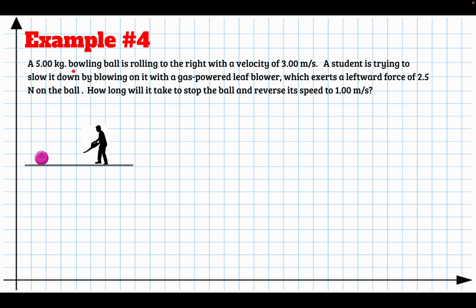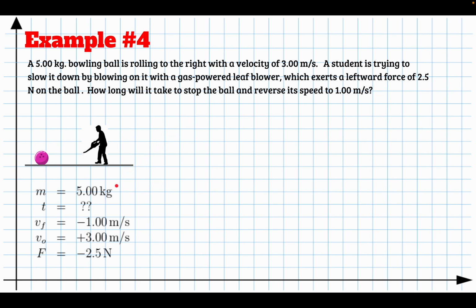Okay, so it's a 5 kilogram bowling ball. It's rolling to the right with a velocity of 3 meters per second. The leaf blower exerts a leftwards force of 2.5 newtons. How long will it take to stop the ball and reverse the speed? So we're trying to find the time.